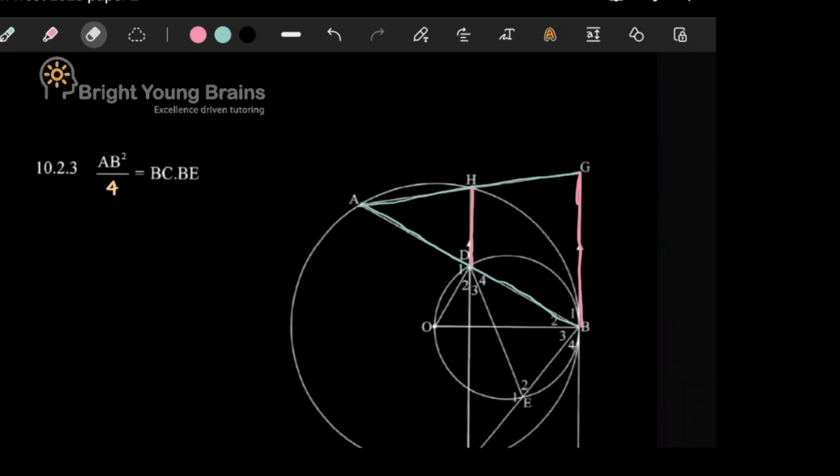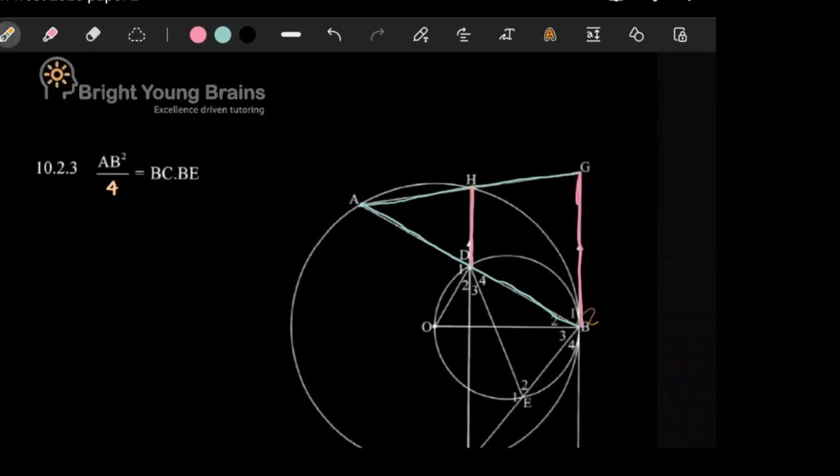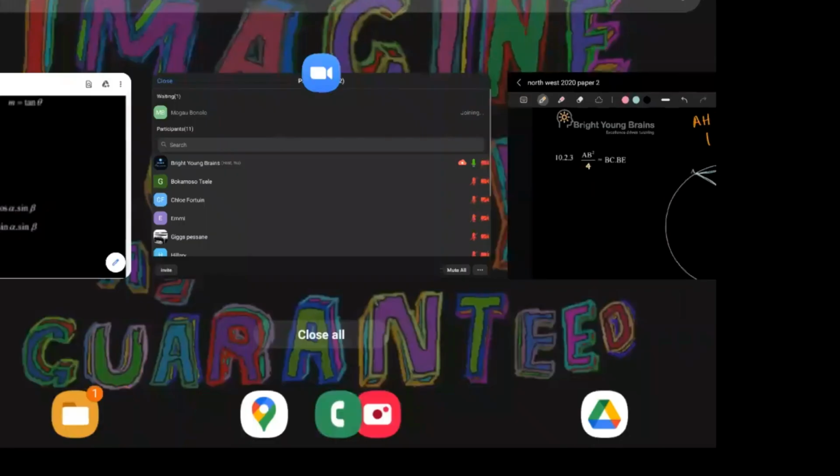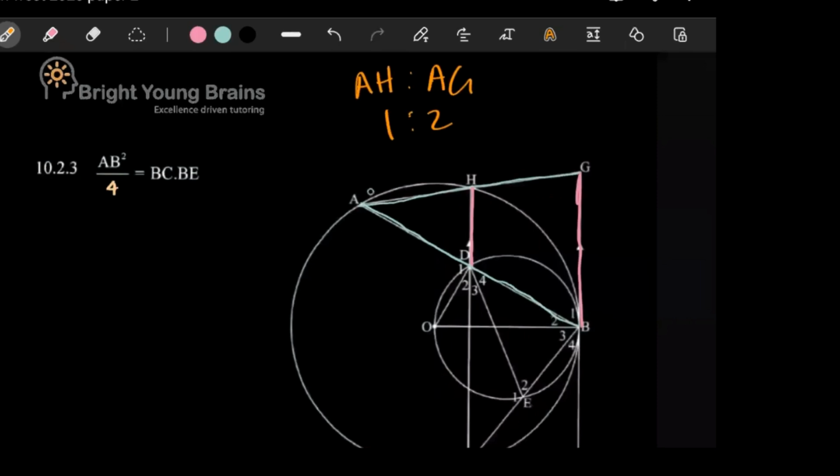Okay, let's carry on. I kind of sidetracked. To regroup, it looks as though this sketch may be what's going to help us, because we already know that in the beginning they told us that the ratio between AH and AG is 1 to 2. And it's muted, nice. They told us this ratio. So we know that the ratio between this and this is 1 to 2, which is fine.